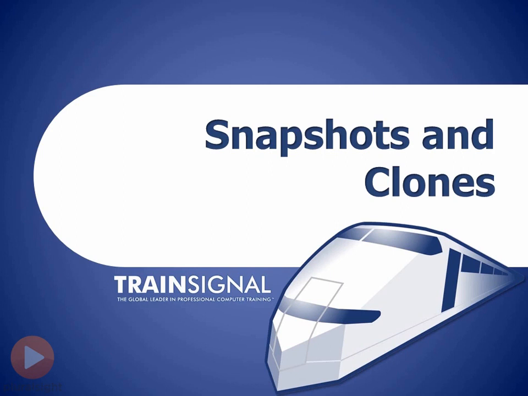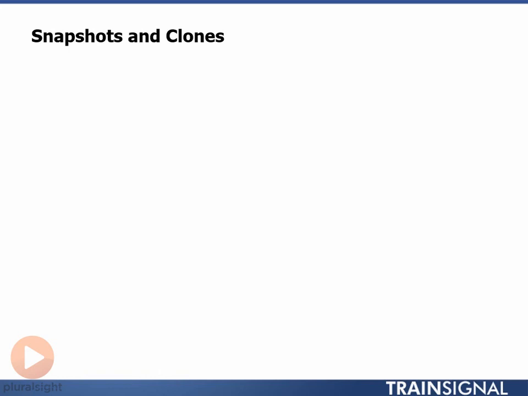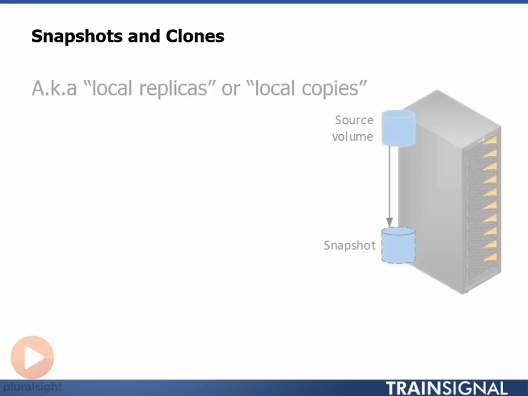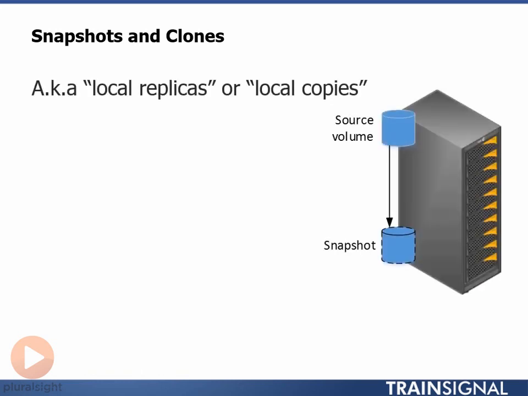What are snapshots and clones? First up, some terminology. You'll occasionally hear snapshots referred to as snaps for short, and occasionally both snapshots and clones are referred to as local replicas or local copies. We use the term local to stress that these copies, snaps and clones, exist on the same local system as the volumes that they're copies of.